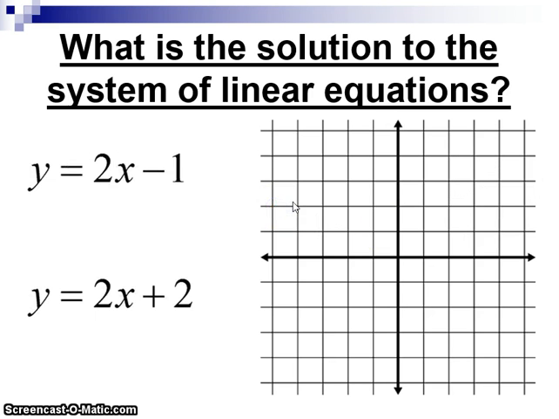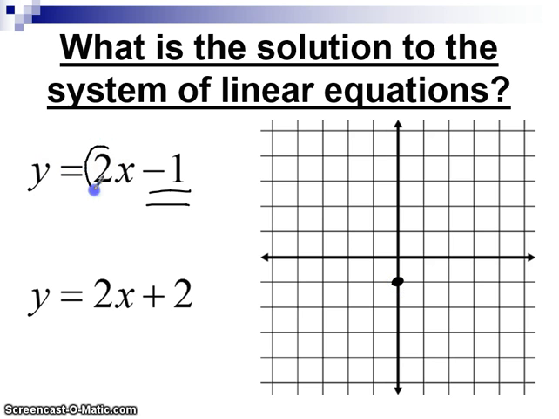Let's try another example. Let's try y equals 2x minus 1 and y equals 2x plus 2. Again, they're already in slope-intercept form, but if they weren't, we can rearrange the equation so that they are. So let's start with our y-intercept. We have negative 1, so we'll go down 1.